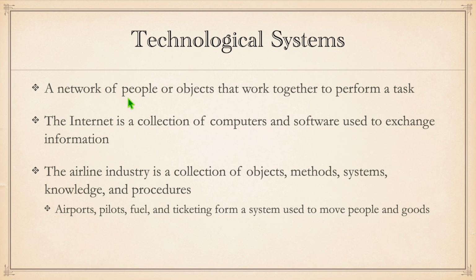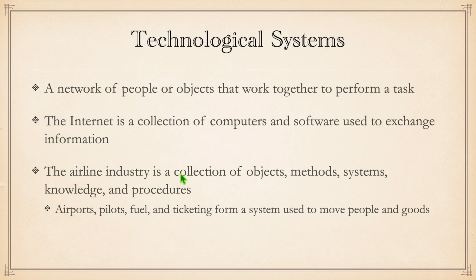Technological systems. A network of people or objects that work together to perform a task. The internet is a collection of computers and software used to exchange information. Anybody that's involved with working on the computers, working on the software, all the hardware and all the software involved, that's all part of the system.